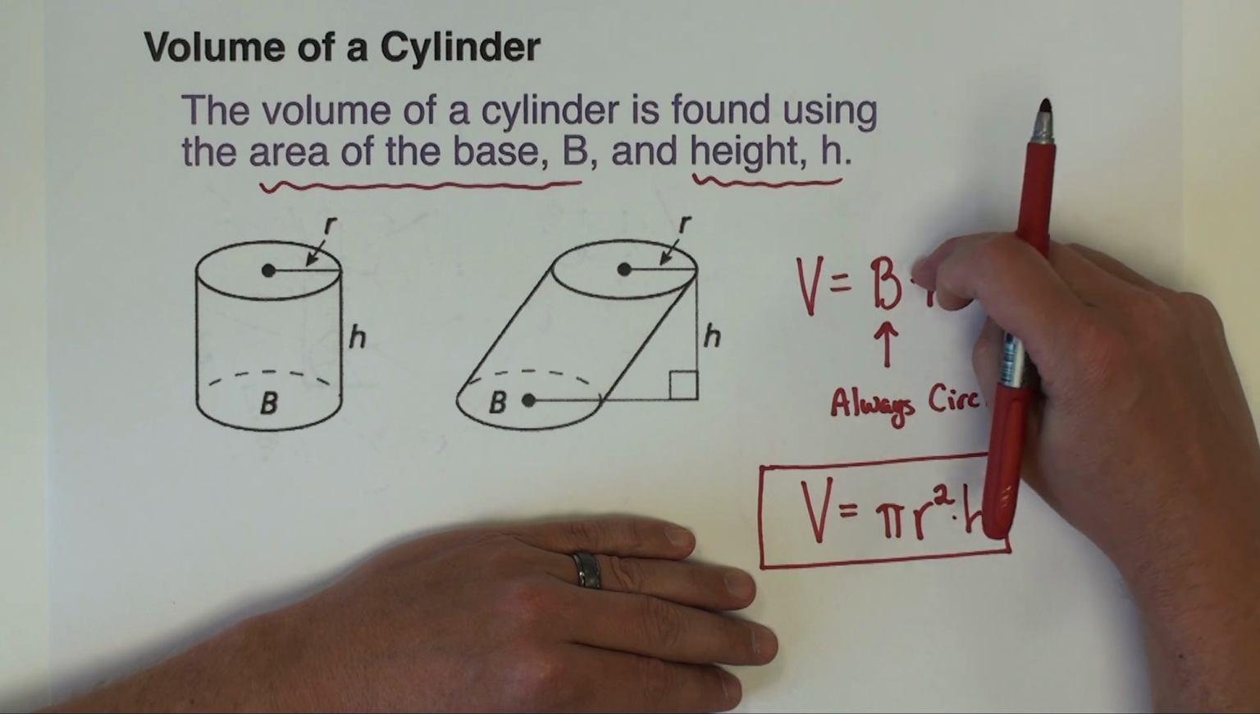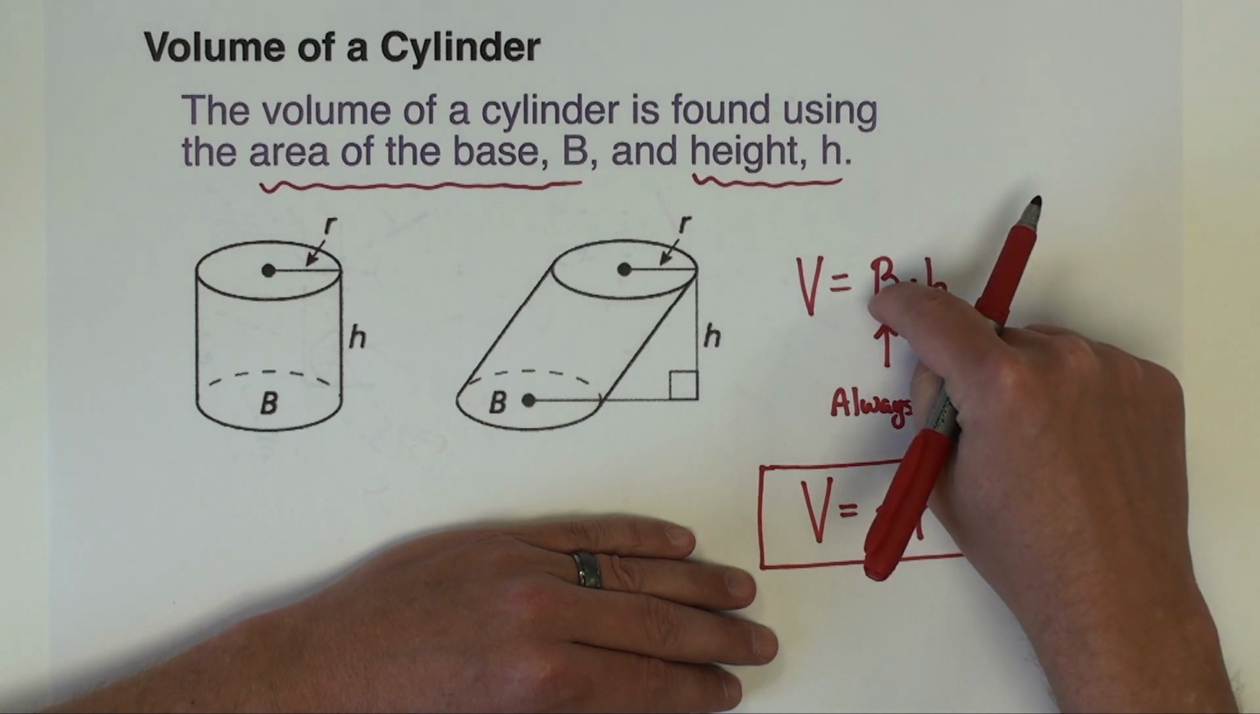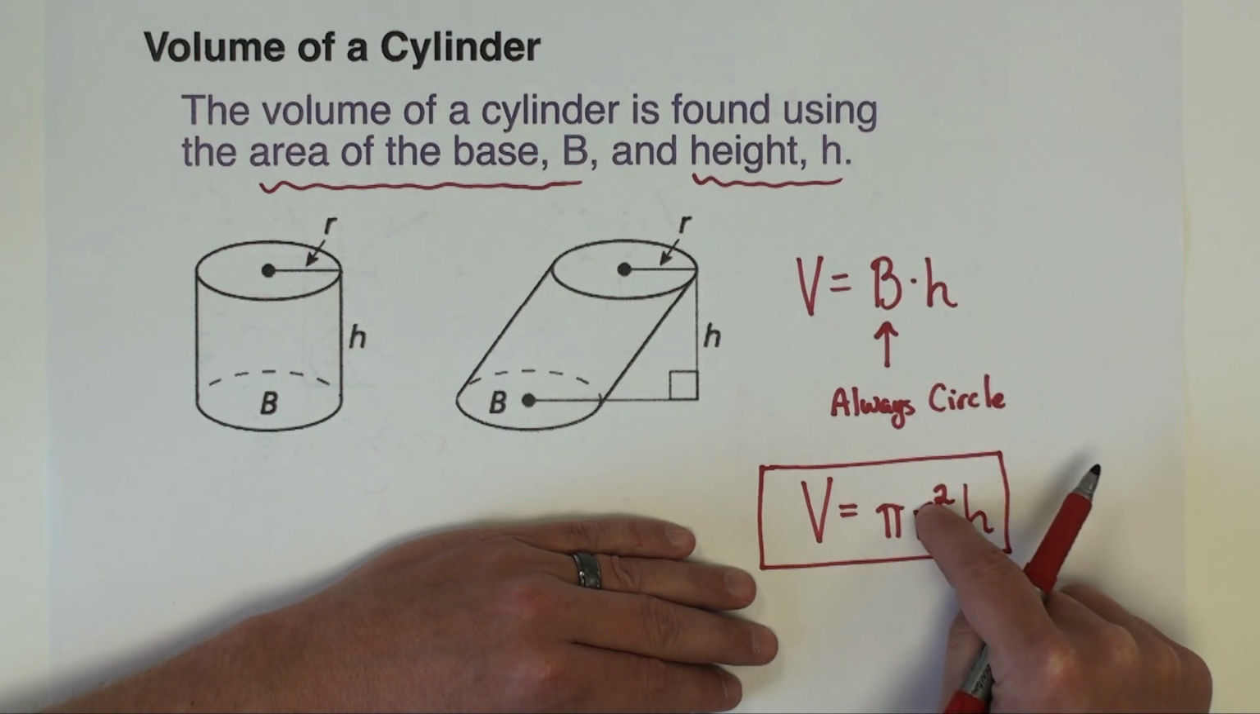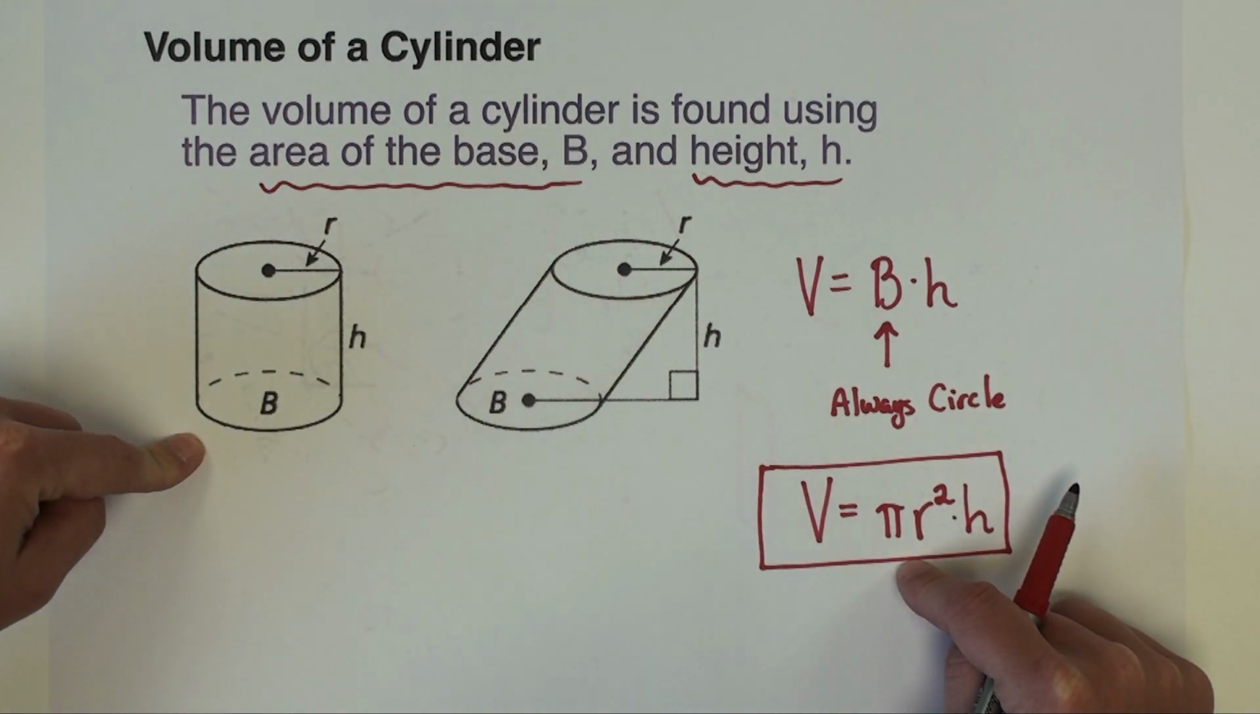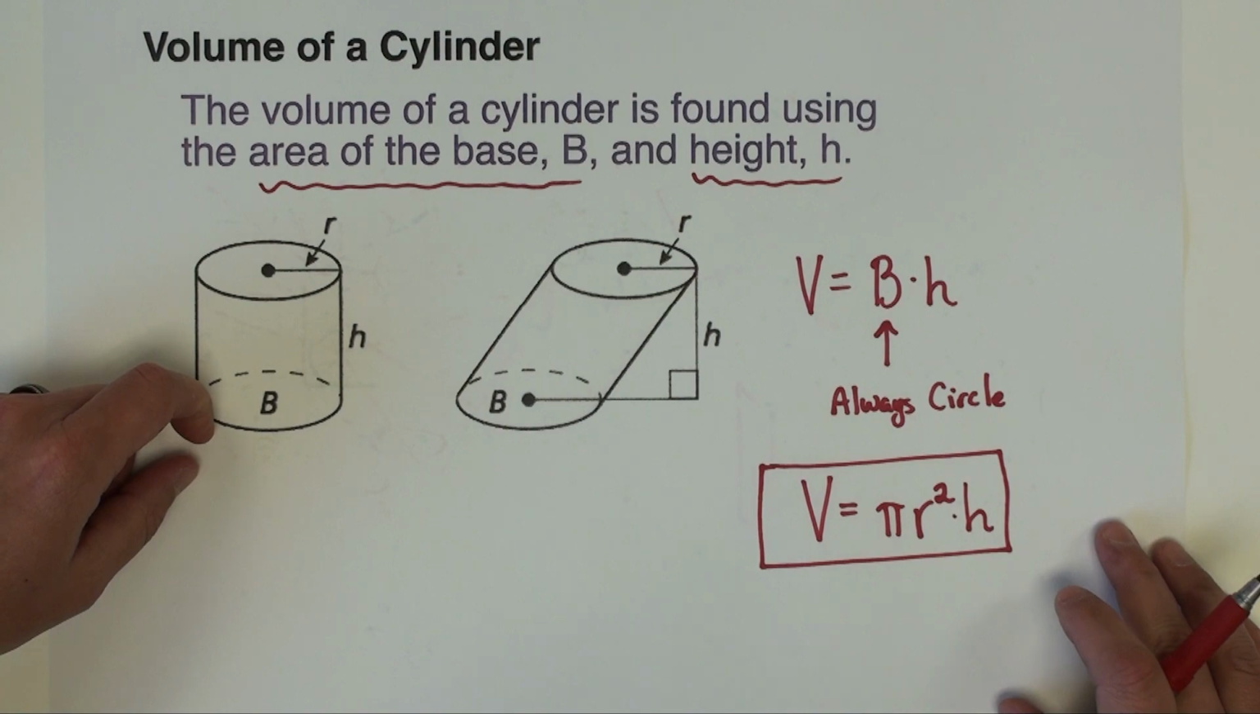So again, same idea, it's just that we can replace base area with pi r squared because it's never going to change, because the base of this is never going to change. It's always going to be circular. All right, let's see a couple examples of this.